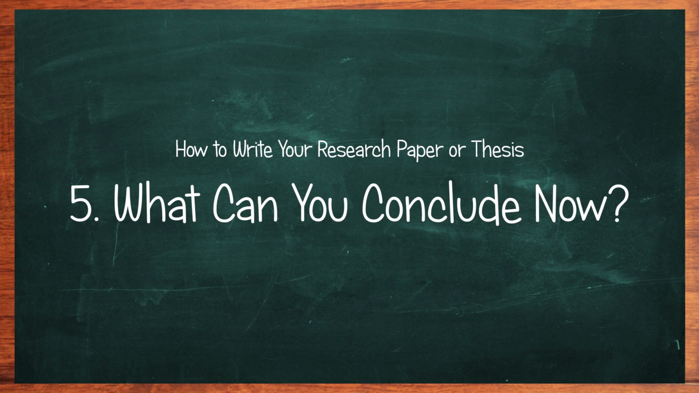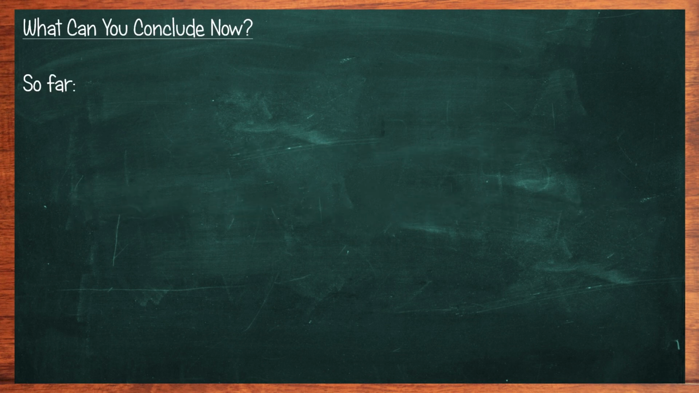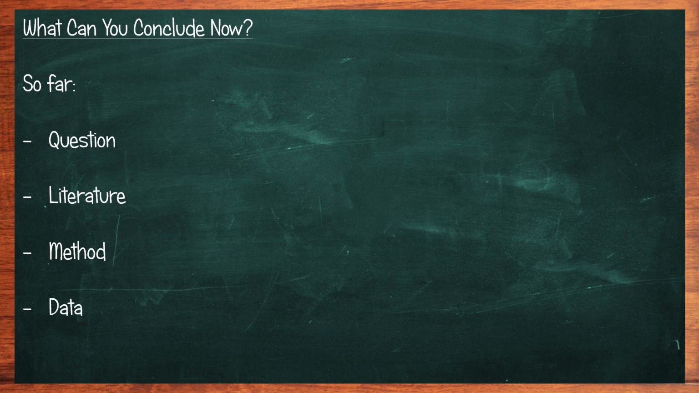Conclusions. What can you say? What can you not say? You've done your research. You've asked a very specific question. You have gathered specific literature, and you have gathered even more specific new knowledge in your field research. That means that you can now come to conclusions.